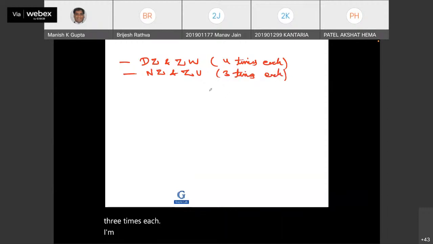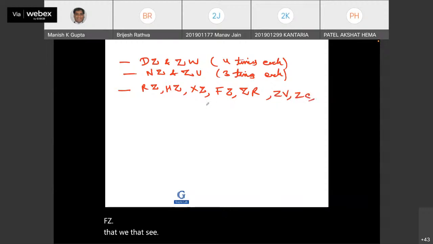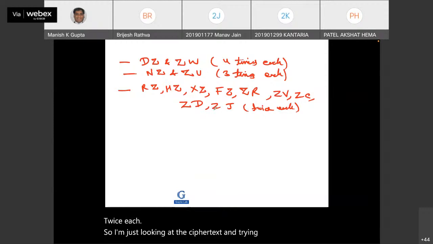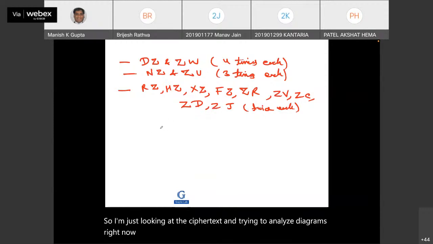I'm just looking at digrams. Then we have RZ, HZ, XZ, FZ, ZR, ZV, ZC, ZD, and ZZ twice each. So I'm just looking at the ciphertext and trying to analyze the digrams. Now I can guess certain things about encryption.